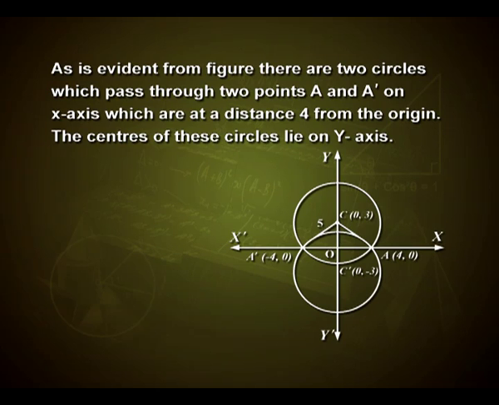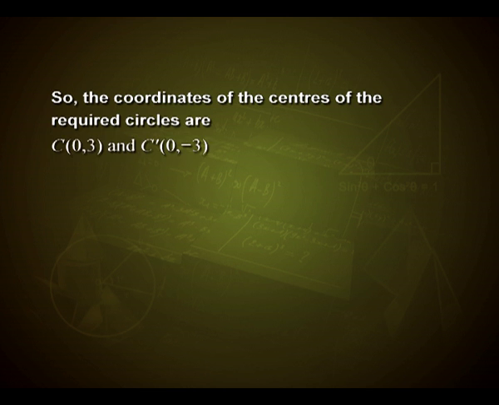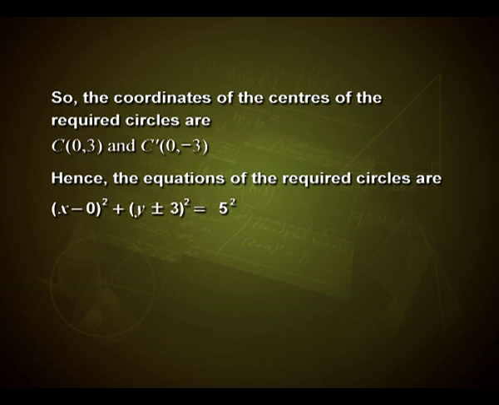As is evident from the figure, there are two circles which pass through two points A and A dash on the x-axis which are at a distance 4 from the origin. The centers of these circles lie on the y-axis. In triangle OAC, AC square is equal to OA square plus OC square, that is 5 square is equal to 4 square plus OC square, which simplifies to OC equal to 3. So, the coordinates of the centers of the required circles are C (0, 3) and C dash (0, minus 3). Hence, the equations of the required circles are (x minus 0) whole square plus (y plus or minus 3) whole square equal to 5 square, which on simplification can be written as x square plus y square plus or minus 6y minus 16 is equal to 0.